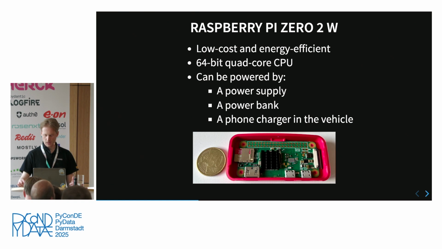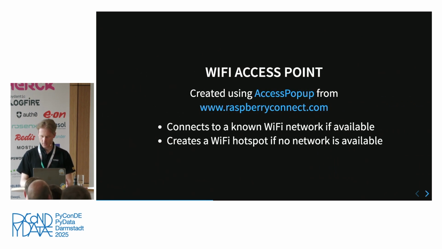As hardware, I selected a Raspberry Pi Zero 2 W. It's low cost, energy efficient, and can easily be powered by mobile power sources. To create a Wi-Fi access point with a Raspberry Pi, I used a script from raspberrypi.com rather than reinventing the wheel. If no known Wi-Fi network is detected, it creates a hotspot. When a known Wi-Fi network is detected, it connects to that, and that makes it easy to update the system at the home base.